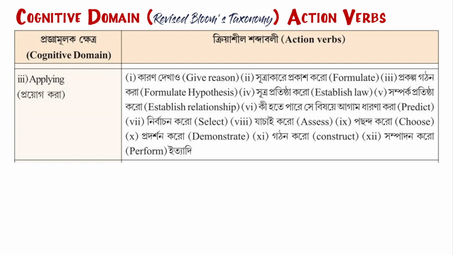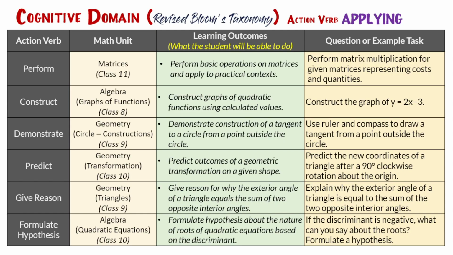Now the action verbs related to applying are give reason, formulate, formulate hypothesis, establish law, establish relationship, predict, select, assess, choose, demonstrate, construct, perform, etc. So here are some examples of how to select learning outcomes following the action verbs of applying.